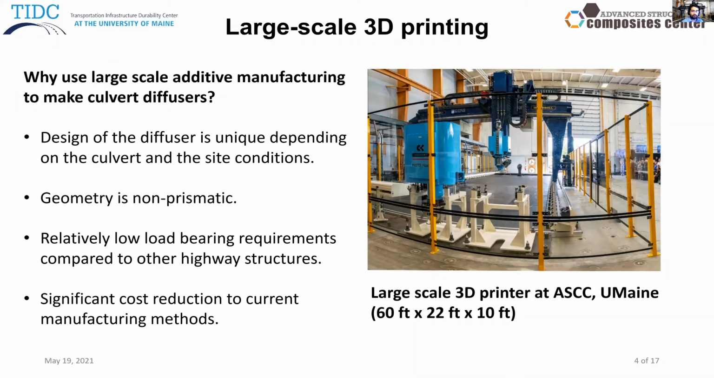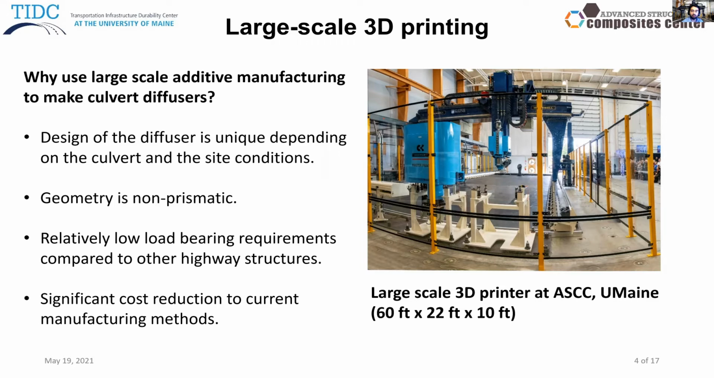So, large-scale 3D printing. Why use large-scale additive manufacturing to make culvert diffusers? The geometry of the diffuser inlet needs to match the geometry of the culvert outlet. The geometry also depends on the site conditions. The geometry is non-prismatic as it is flared at the end.